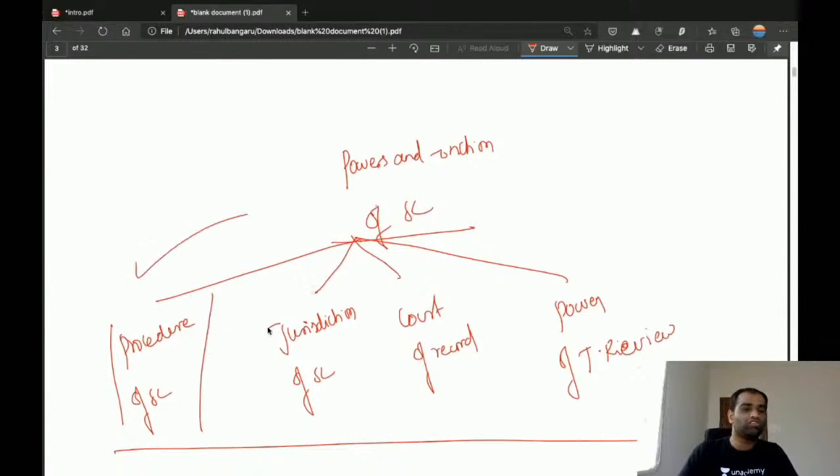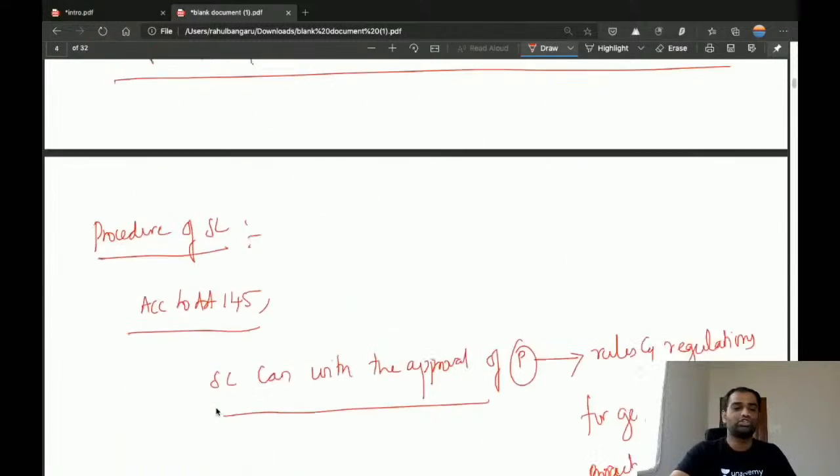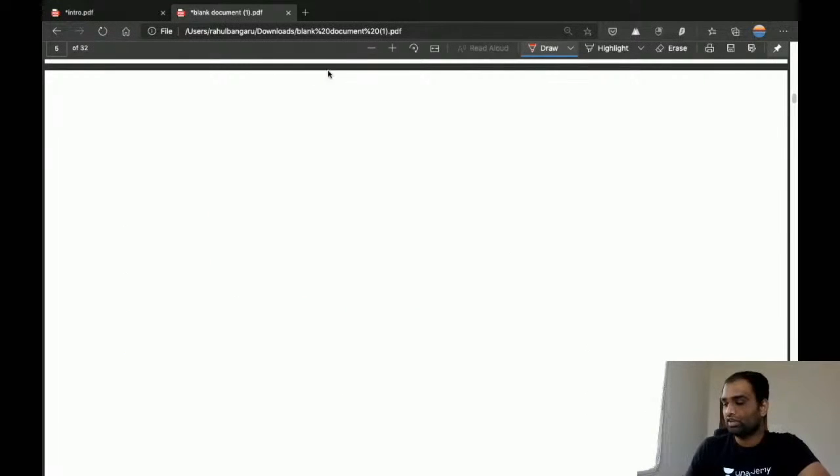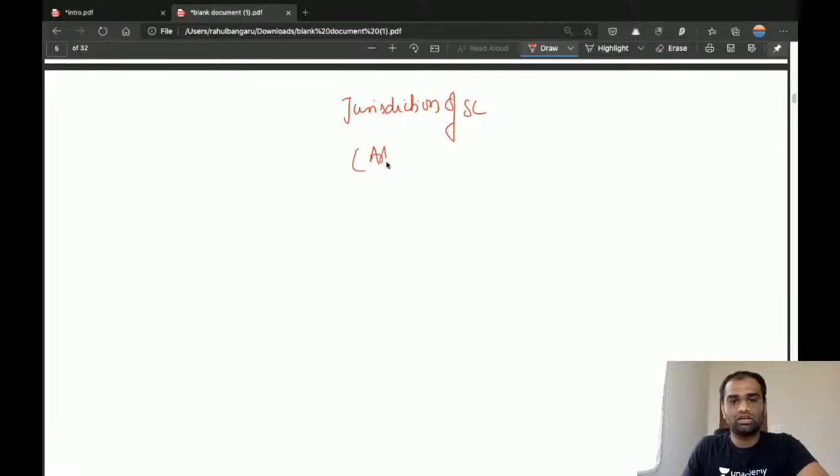We have discussed this. Next we are going to discuss the jurisdiction of the Supreme Court. The jurisdiction of the Supreme Court is given from Article 131 to Article 143.